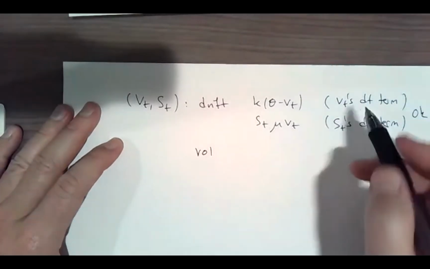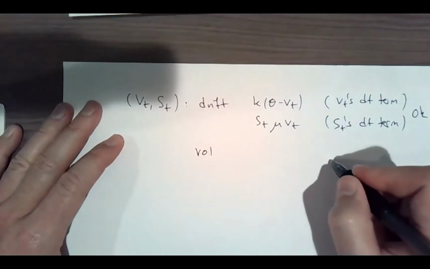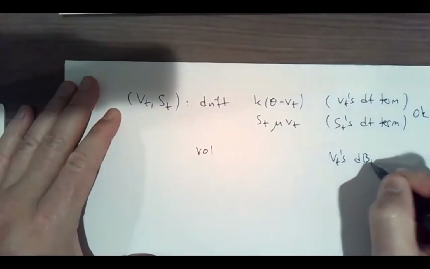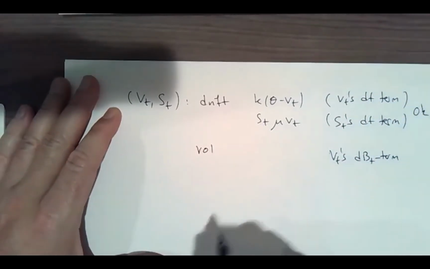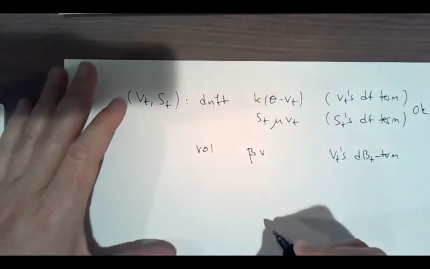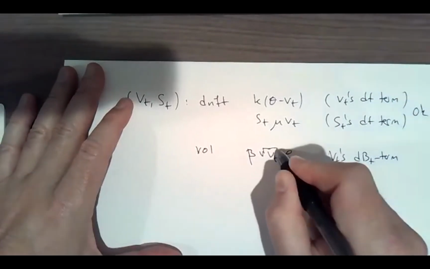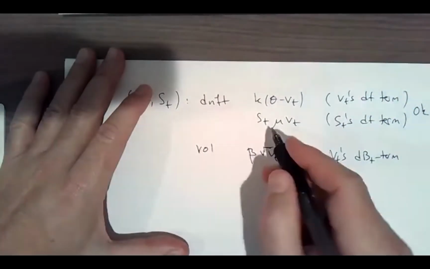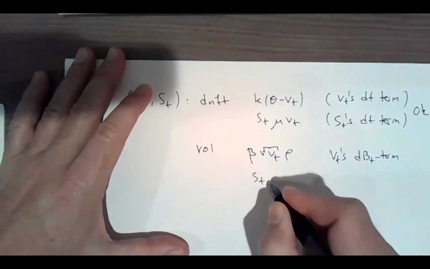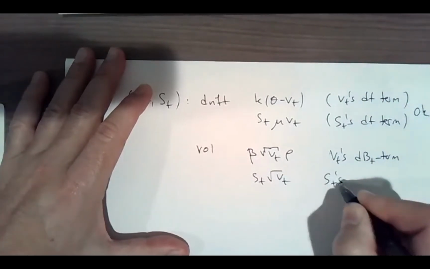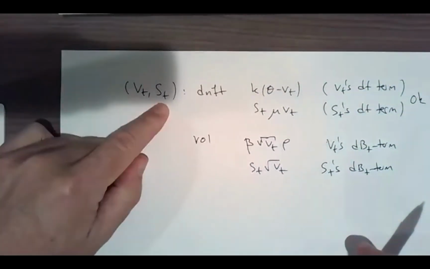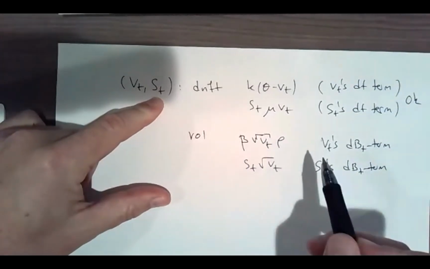If I look at the ball of V, then I need two terms. So this is VT's, we have two terms. So this is the BT term. That was the beta root VT rho. And then we had the other one. This was ST root V. This here was ST's dBT term. Are they both functions of V as well as S? We have a look. Yeah, there's V here, S and V.